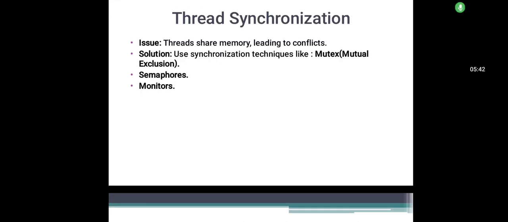For example, in online banking, two people cannot withdraw from the same account at the same time. The system uses locks to process one request at a time. This is one of the best examples for thread synchronization. And next we move to threading issues.